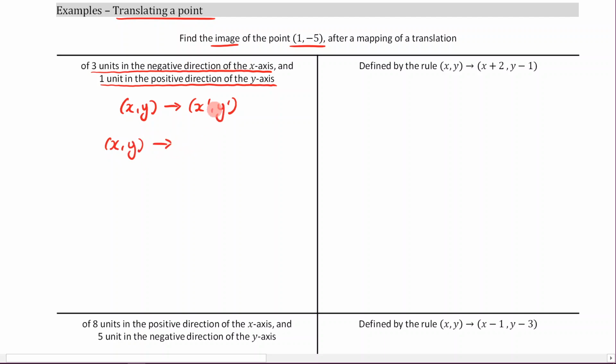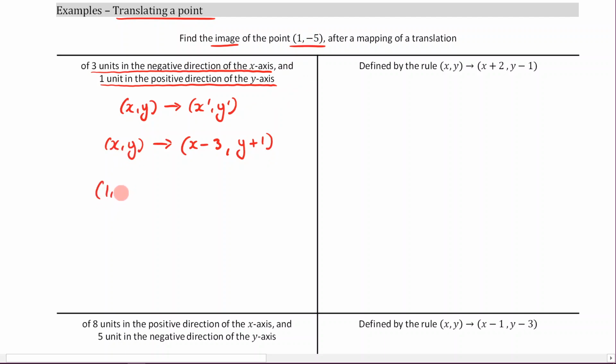We're starting with our original point. We know that x dash is going to be x minus 3, and we know that because we're told that we're going 3 units in the negative direction of the x-axis. And we know that our y dash, well, it says 1 unit in the positive direction of the y-axis, so that's going to be y plus 1. We know what our original point is going to be. It's going to be (1, -5).